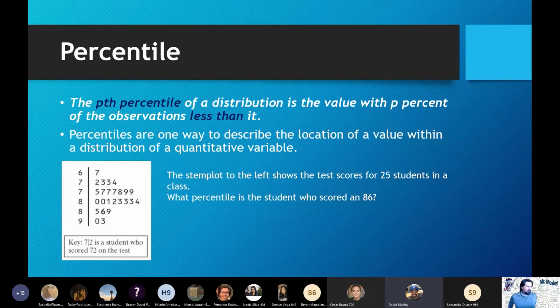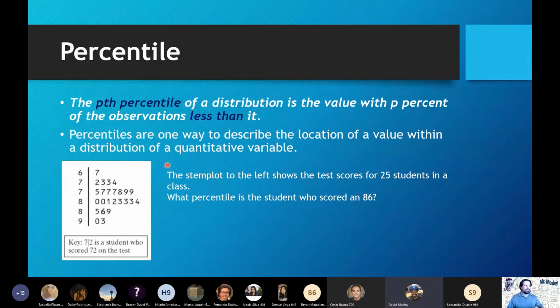First, we're going to talk about percentile. The pth percentile of a distribution is the value with p% of the observations less than it. Percentiles are one way to describe the location of a value within a distribution of a quantitative variable. We don't really use percentiles for categorical variables because they don't have specific locations as numbers do.